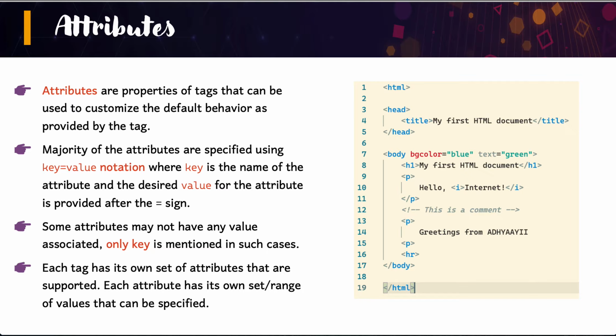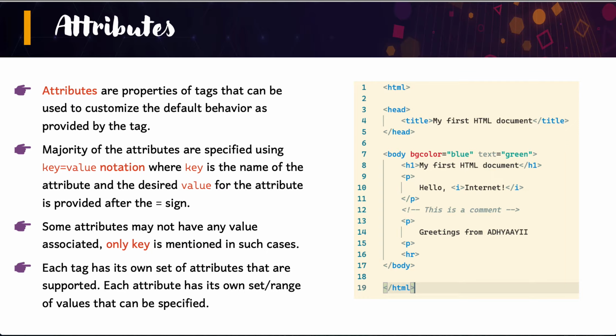Each tag, for example, we have seen the body tag has BG color attribute and text attribute. Can I use BG color for, for example, a P tag? The answer probably is no. Each tag has its own set of attributes that it can support. For example, there may not be a background color for a paragraph. Actually, there is, but just for the argument's sake, right?